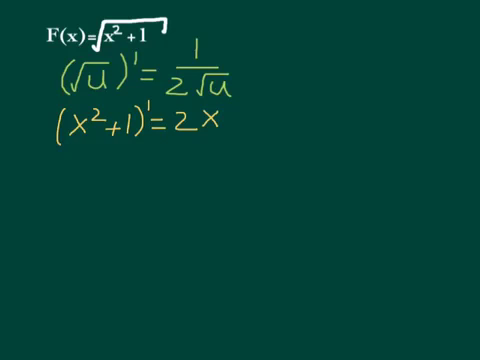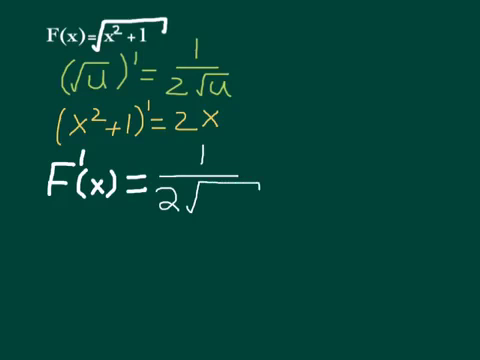So, the derivative of f(x) will be as follows. 1 over 2 square root of, now instead of just writing x, here I need to write x squared plus 1. And then this is multiplied by 2x. We can simplify that a little bit.